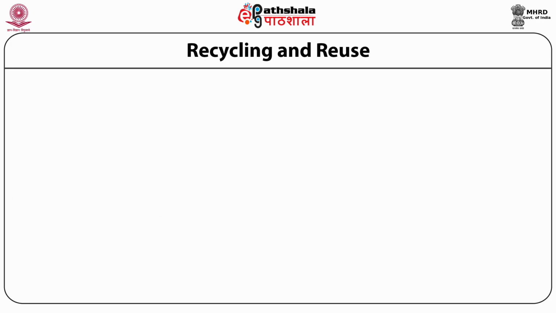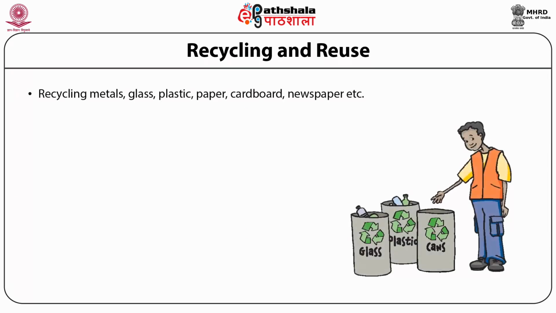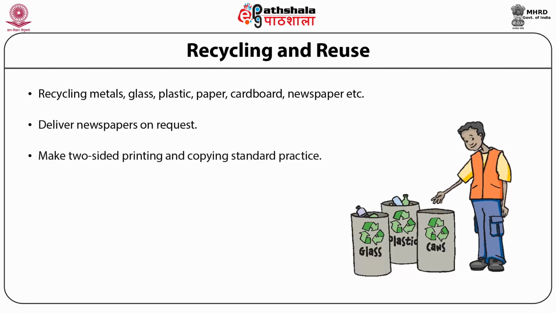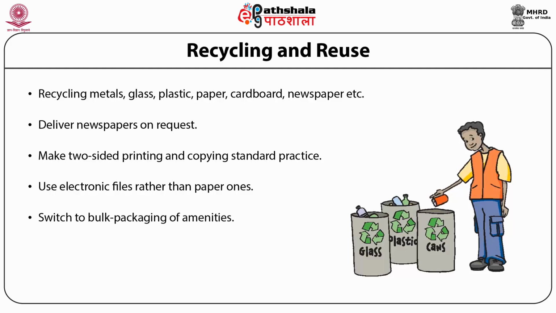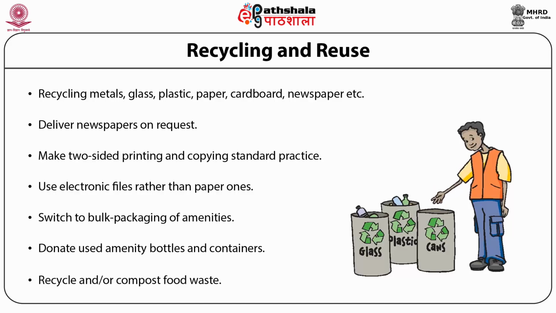As already discussed, we can recycle and reuse many things. Just before, I mentioned that we can recycle metals, glass, plastic, paper, cardboard, newspapers, so many things. Then we can also reuse things, like carpooling. We can also pool the paper. The newspapers can be exchanged. We can make two-sided printing instead of using one side, and we can save paper. We can use electronic files rather than paper ones. We can switch to bulk packaging of amenities, donate used amenity bottles and containers, and we can also recycle or form compost from food waste, which can be used to produce organic fruits and vegetables.